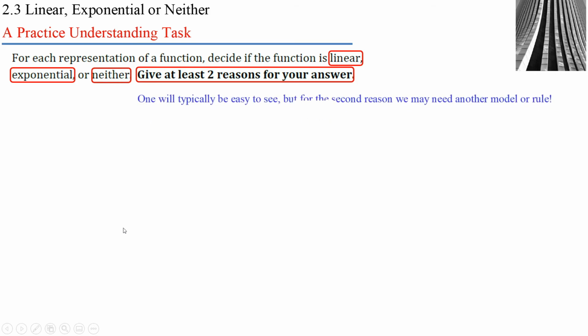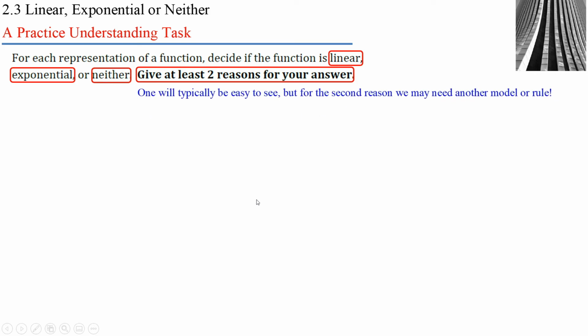So typically now, when they give you a model, one of your reasons will typically be very easy to see, but the other one, you may need another model or a rule to come up with a second reason. And that's the challenge. That's stretching us. So let's take a look at our first model.